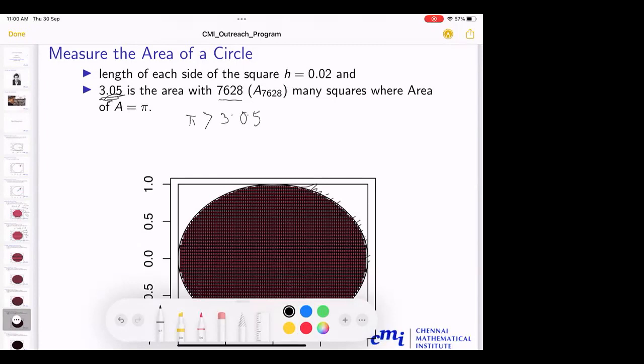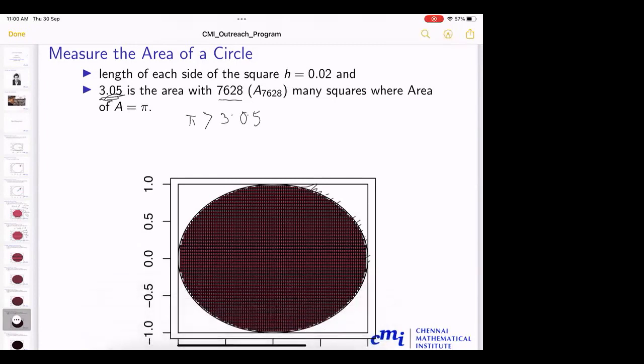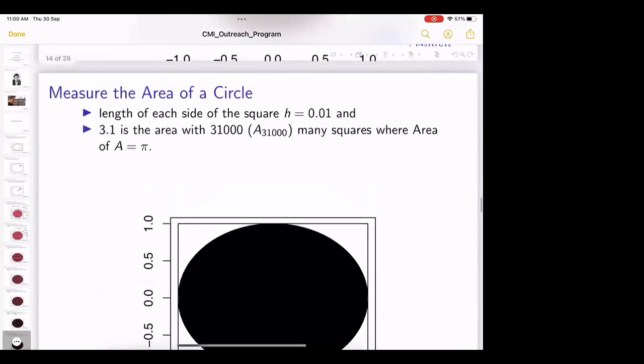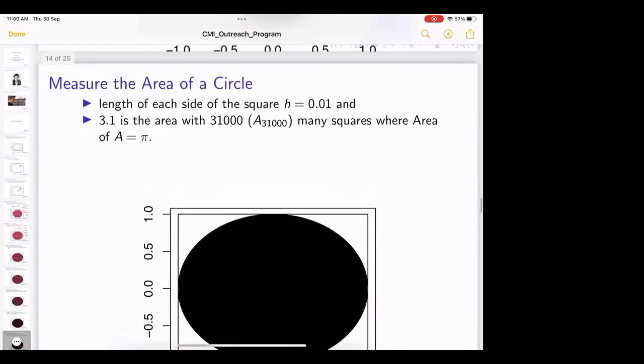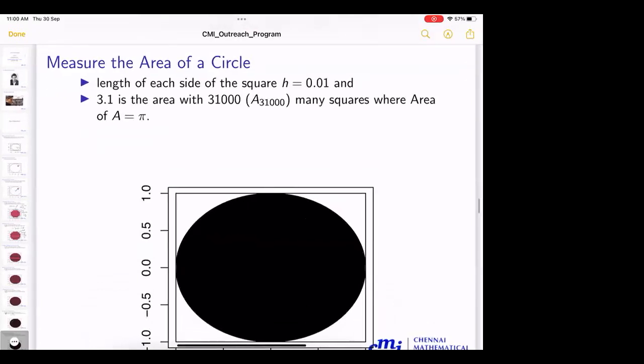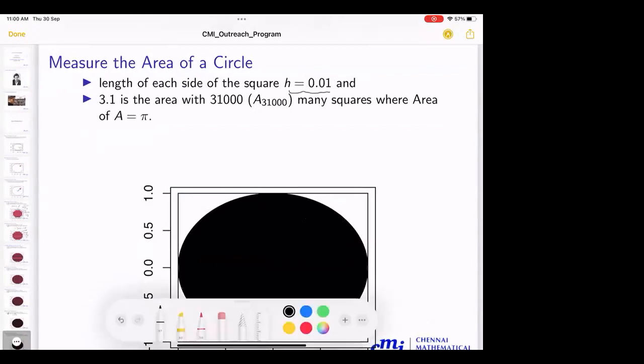Well, let's see what happens. I push h to 0.01. When I push h to 0.01, there are 31,000 small squares that can be inscribed inside the circle. And that resulted in the area being 3.1.